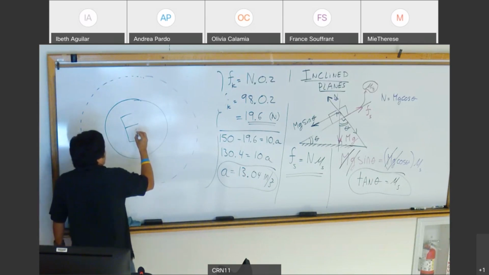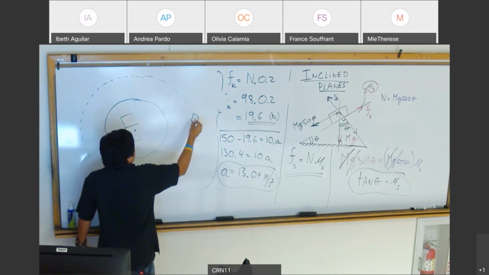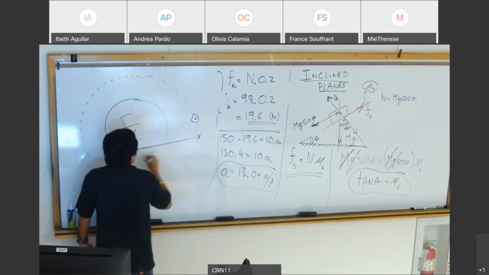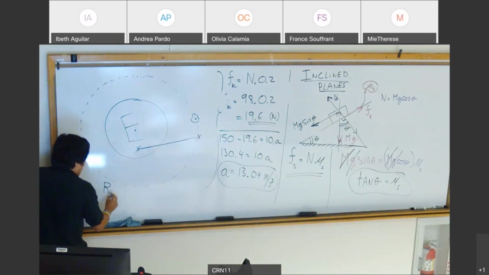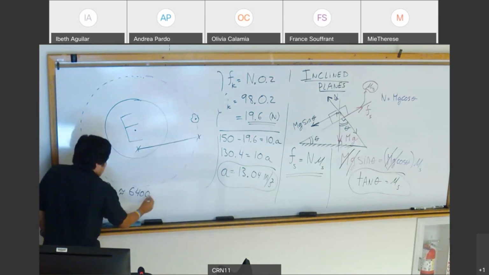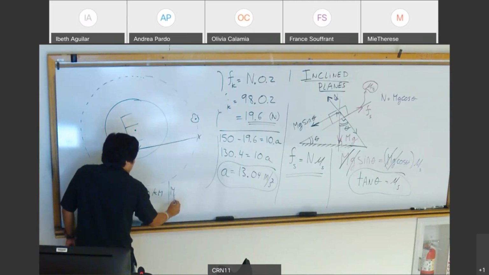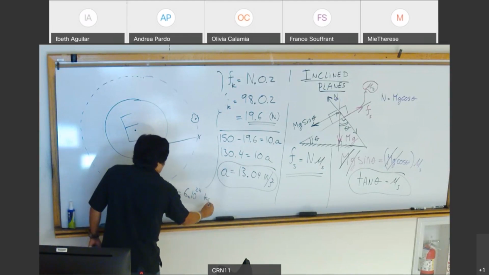So, from the center of the Earth towards the place where there is a satellite, we trace or we check the distance. The radius of the Earth is approximately 6,400 kilometers. And the mass of the Earth is approximately 6 times 10 to the 24 kilograms.